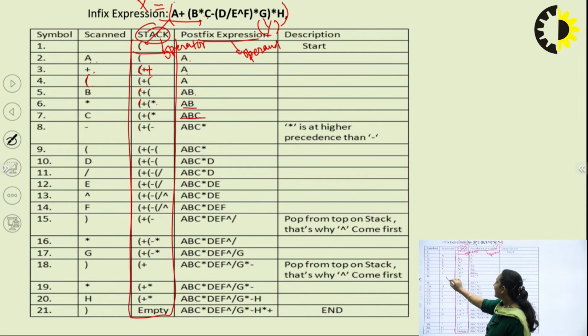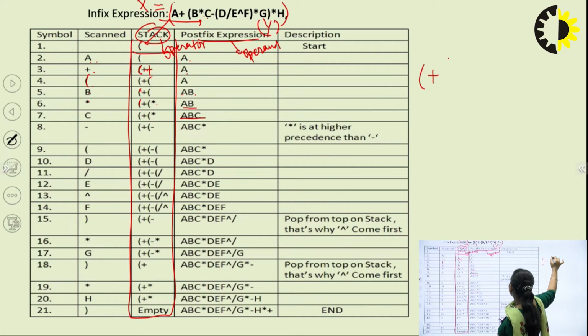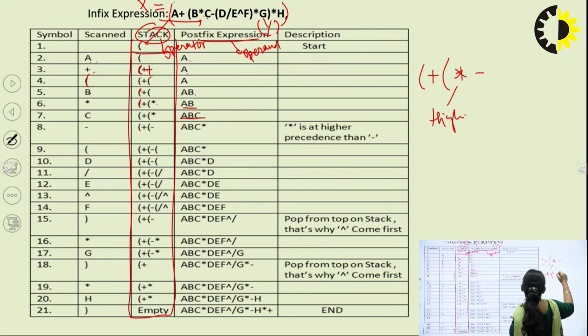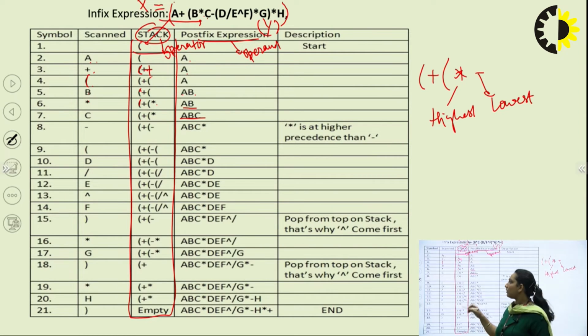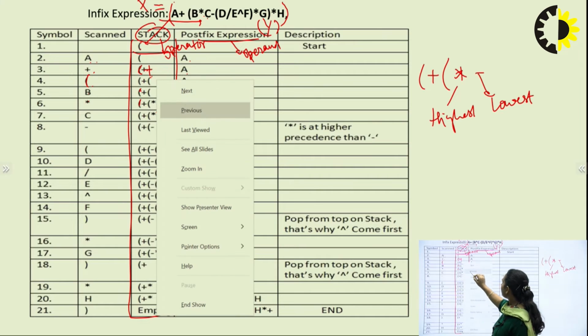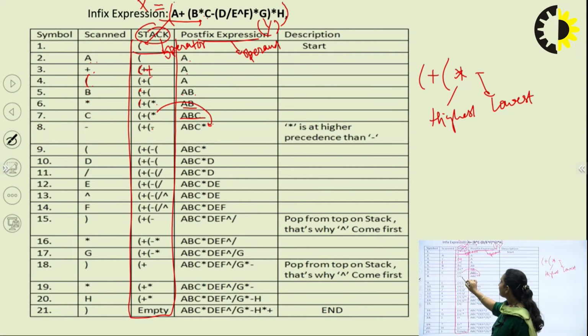When minus comes, there is a priority check between this multiplication and minus. The multiplication is the highest priority and the minus is the lowest. So the highest will pop from the stack and come to the postfix expression, and only minus remains. If the highest is at the bottom and the lowest comes, then the highest will be popped out and come to the postfix expression. So this will come here and the minus will remain.